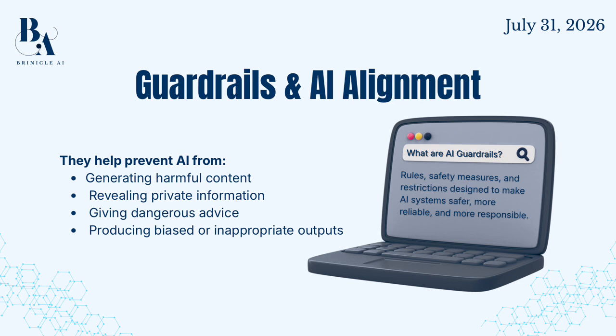They answer, what should the AI not do? For example, don't provide instructions for harmful activities. Don't reveal private user information. Don't generate certain unsafe content. Warn users when information may be unreliable. Think of guardrails like a car's brakes, seat belt, and speed limit.